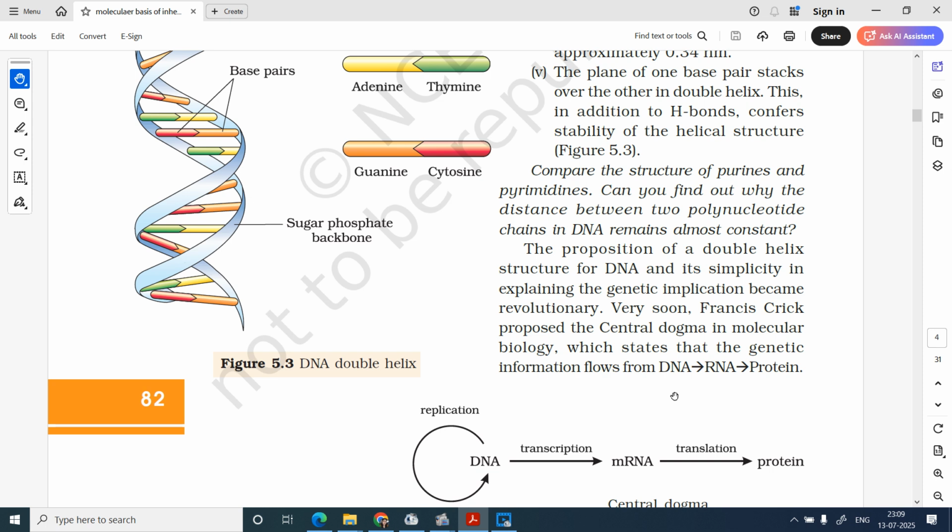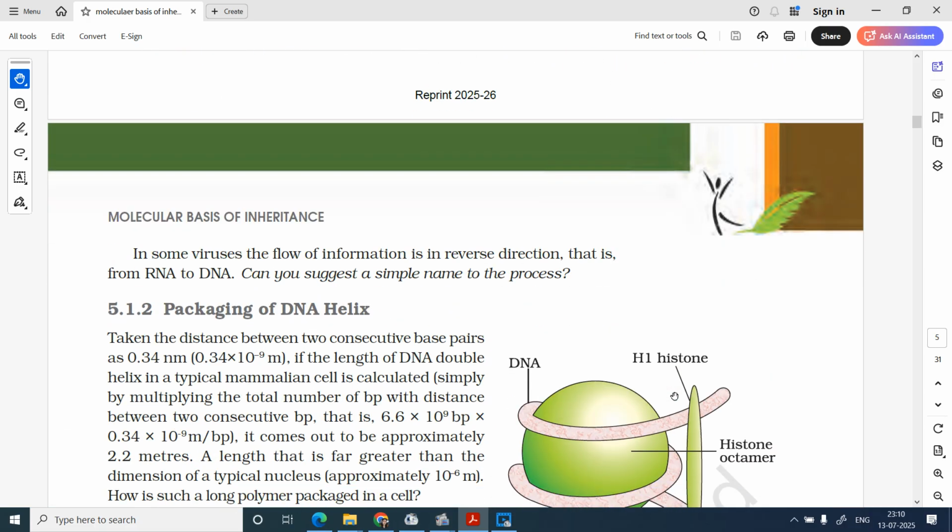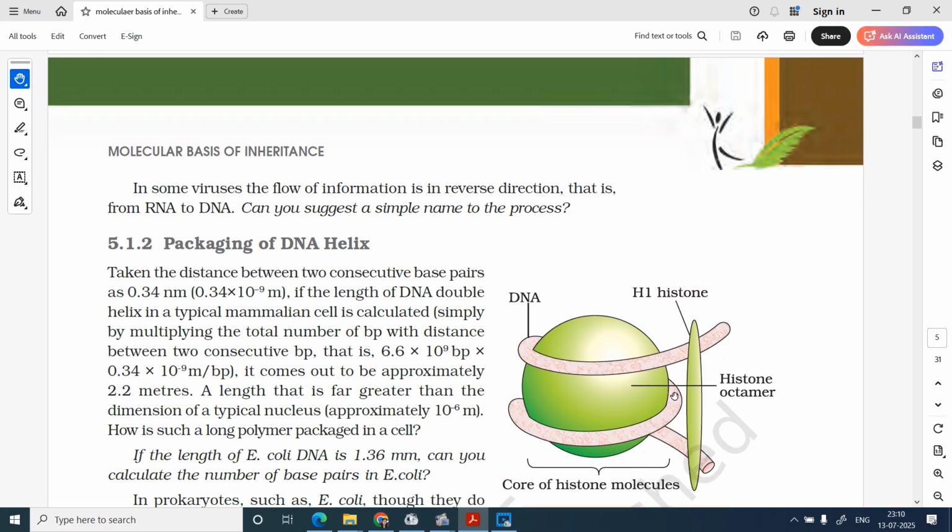The proposition of a double helix structure for DNA and its simplicity in explaining the genetic implications became revolutionary. Very soon, Francis Crick proposed the central dogma in molecular biology, which states that the genetic information flows from DNA to RNA and RNA to protein. Central dogma. In some viruses, the flow of information is in the reverse direction, that is from RNA to DNA. Can you suggest a simple name for this process?